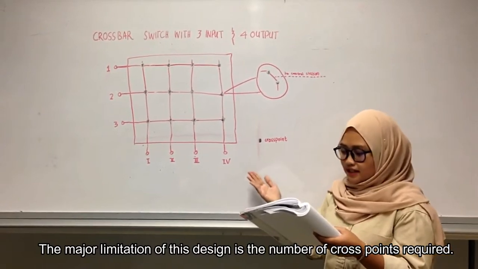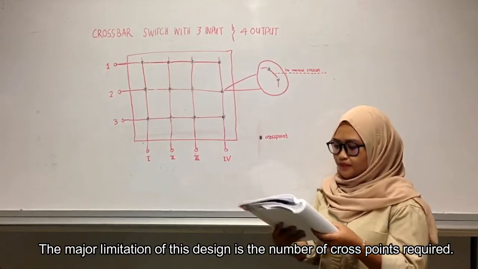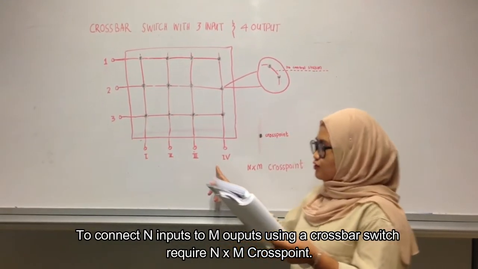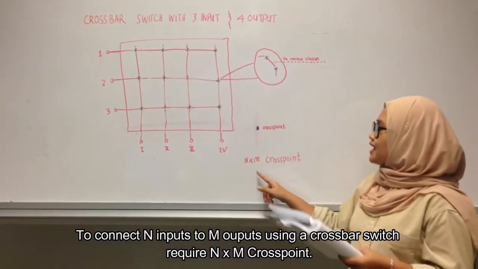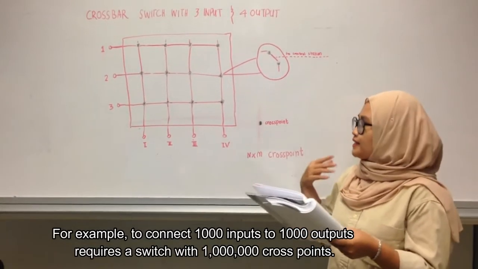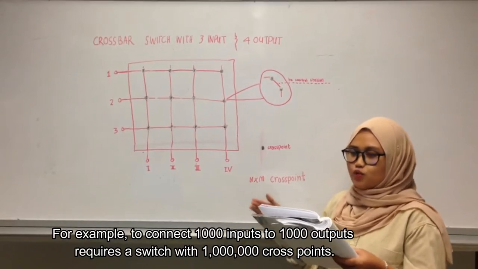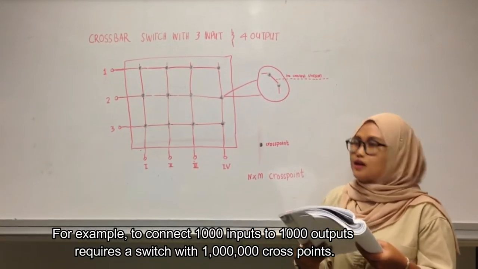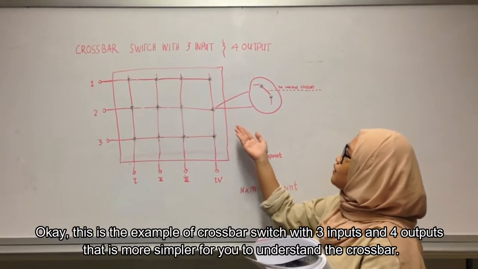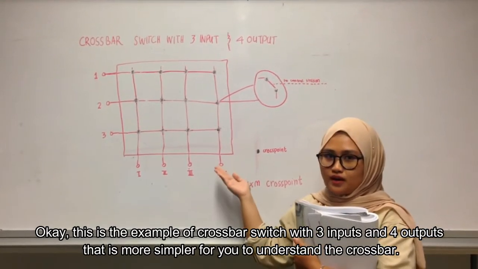The major limitation of this design is the number of cross points required. To connect N inputs to N outputs using a crossbar switch requires N times N cross points. For example, to connect 1000 inputs to 1000 outputs requires a switch with 1 million cross points. Okay, this is an example of a crossbar switch with 3 inputs and 4 outputs, which is simpler for you to understand the crossbar.